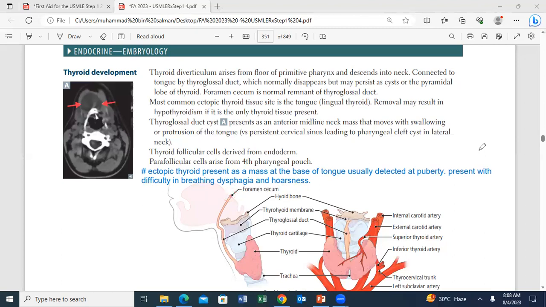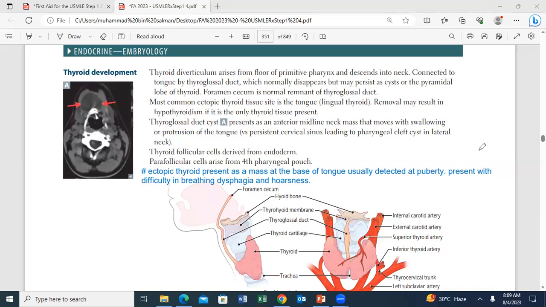At puberty, there is a rise in hormones, and that rise of hormones leads to enlargement of this ectopic thyroid, causing these symptoms. So this is basically a typical clinical presentation of ectopic thyroid tissue. The treatment is simple, removal of that ectopic thyroid, but removal can lead to hypothyroidism, which is definitely treated by hormone supplements.